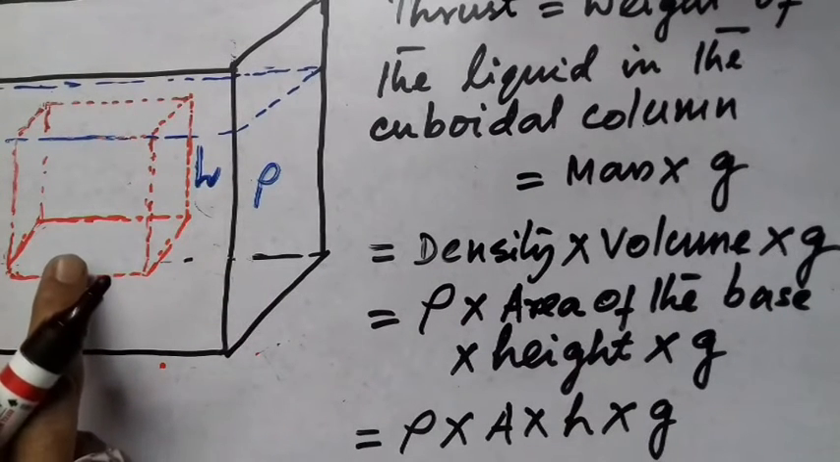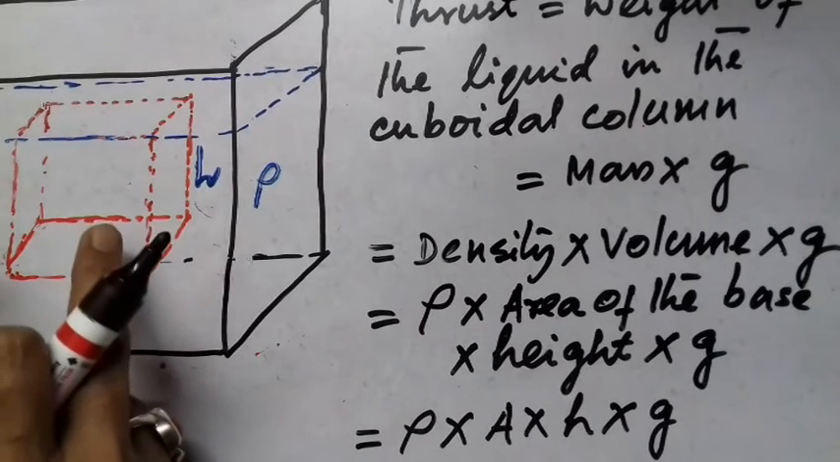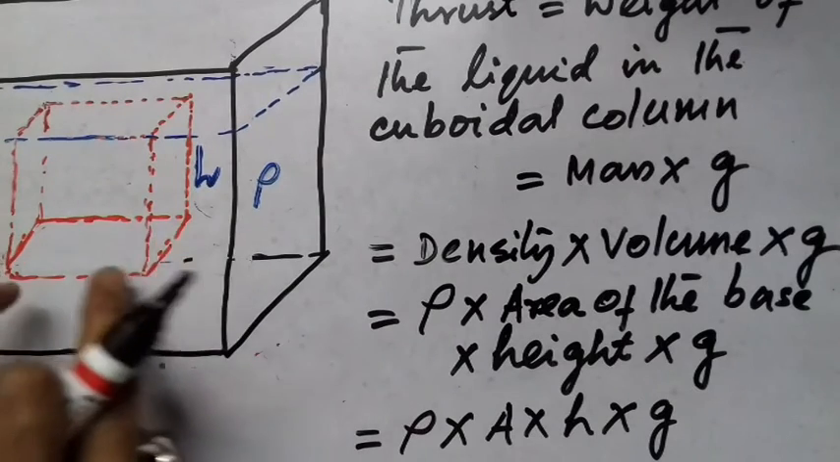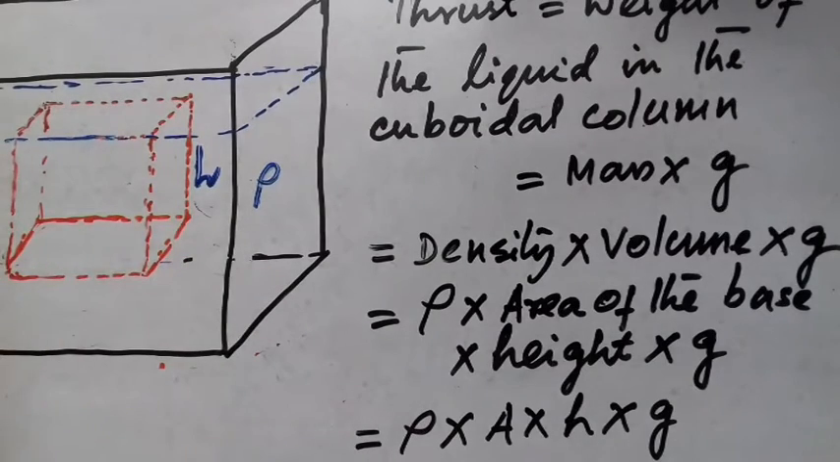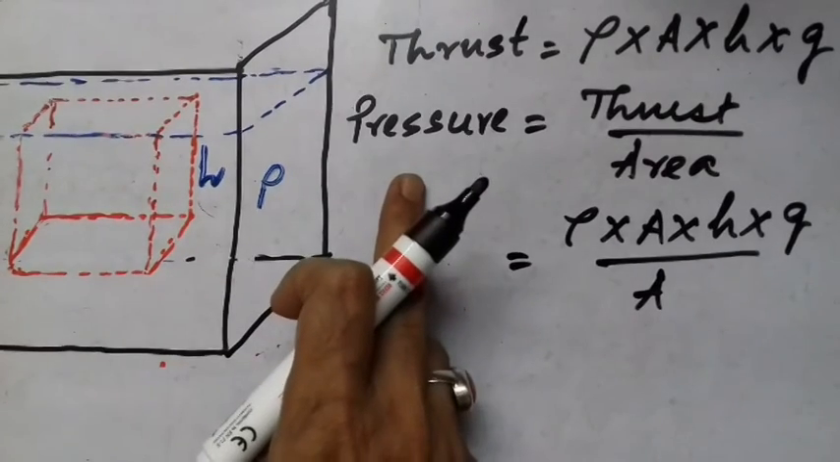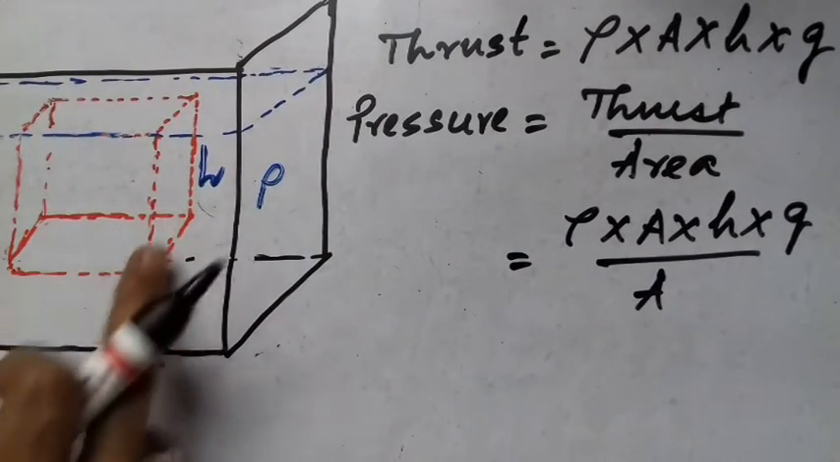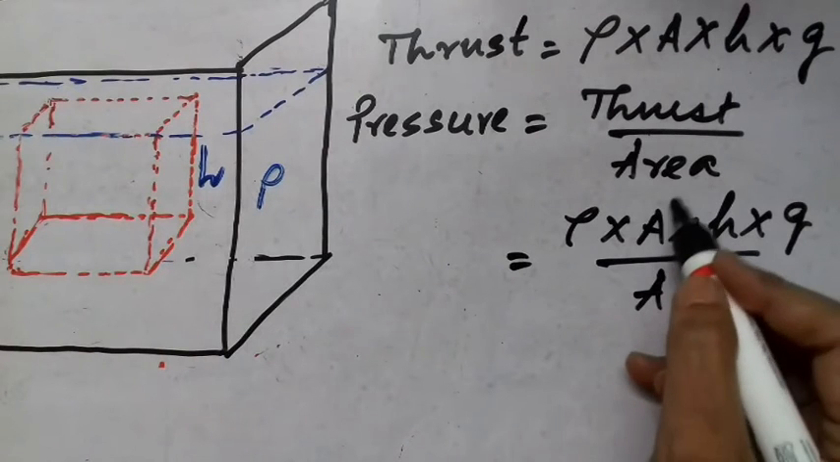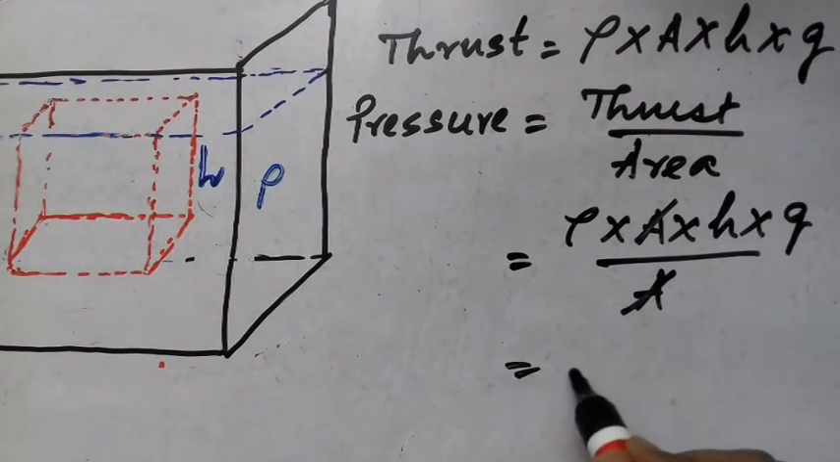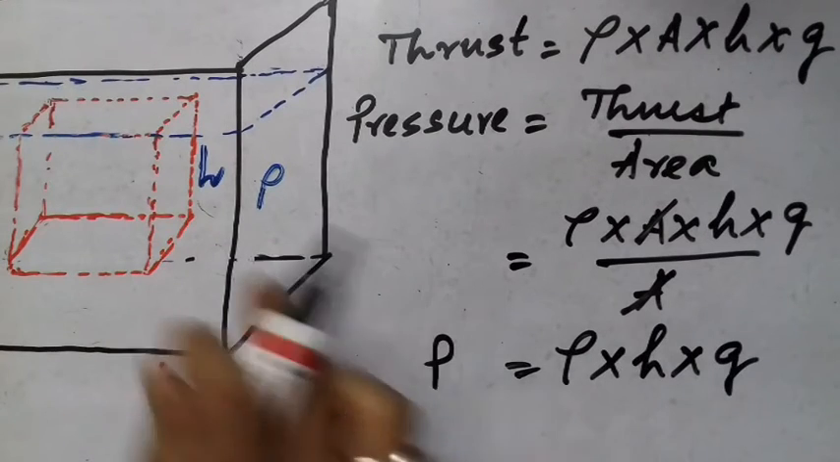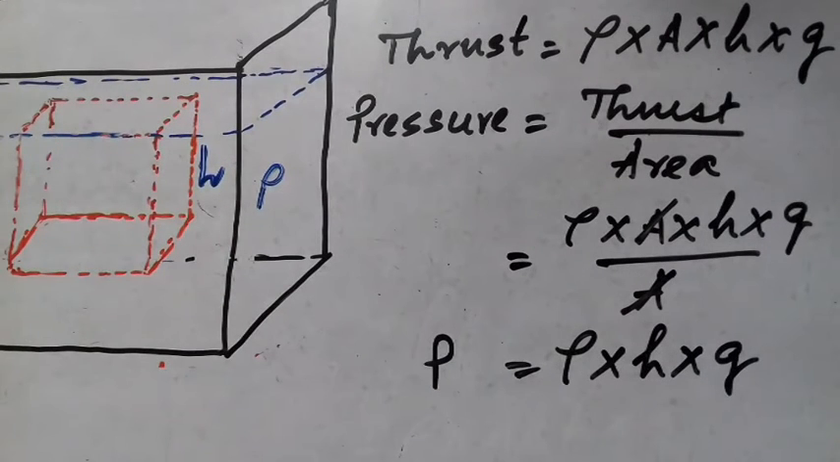Therefore pressure exerted by this cuboidal column is this thrust divided by area, this area. Let us write. This is pressure. Pressure is equal to thrust by area. Area is A, area of this base A. This A will cancel that A. So rho h g. This is the pressure exerted by this liquid column. This is how we can measure pressure by a liquid column.